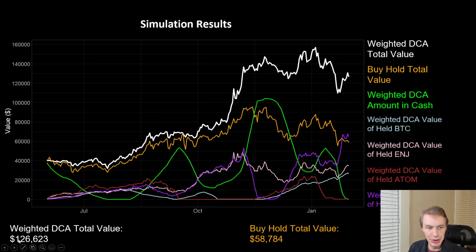So to put some absolute numbers on it, weighted DCA total $126,000 plus change. Buy and hold a little bit lower than 60,000. So this is over a doubling of your money using this weighted DCA strategy versus the buy and hold. And remember, this is just looking at 4 different assets. There's nothing to say, this is a proof of concept, right? This is just showing the power of this kind of approach, how it can help to squeeze more profits out of these bull markets that we find ourselves in.